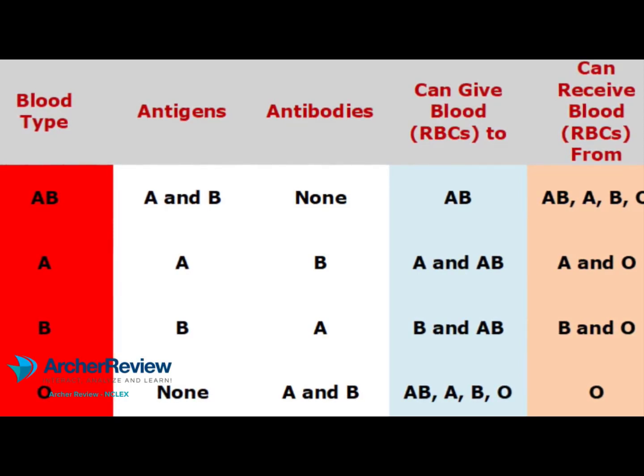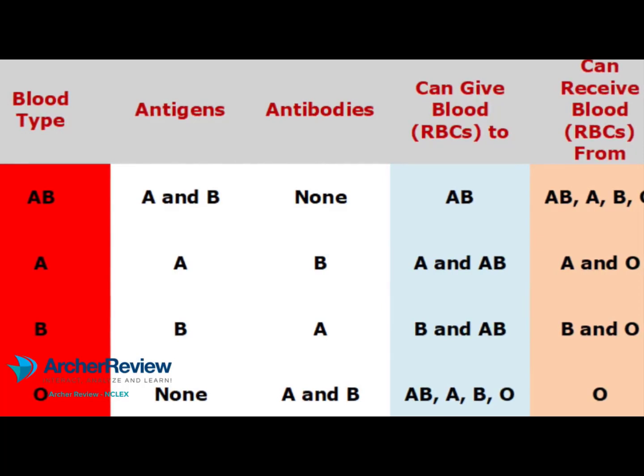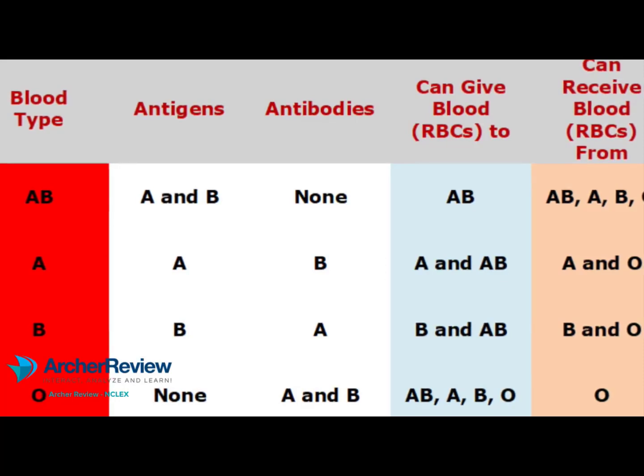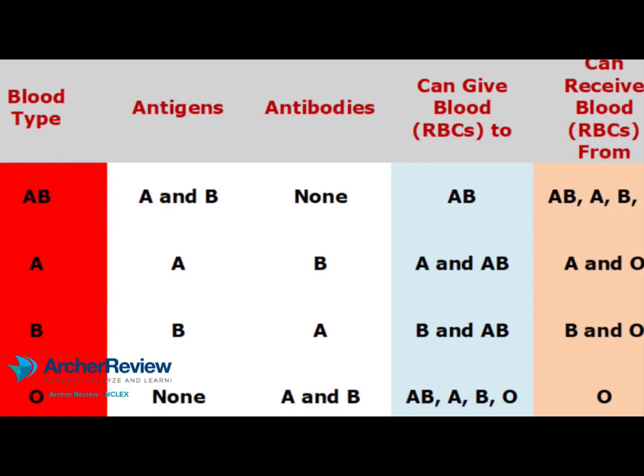For type A blood, you will only have A antigens, therefore you will create B antibodies, and you can give blood to those who are type A or type AB. You can receive blood from type A blood or type O blood. Each blood type is always going to be able to receive blood from their own blood type, that's the ideal situation, or from blood type O, that's going to be our universal donor, and we'll get to that in a second. For type B blood, it's just the opposite of A.